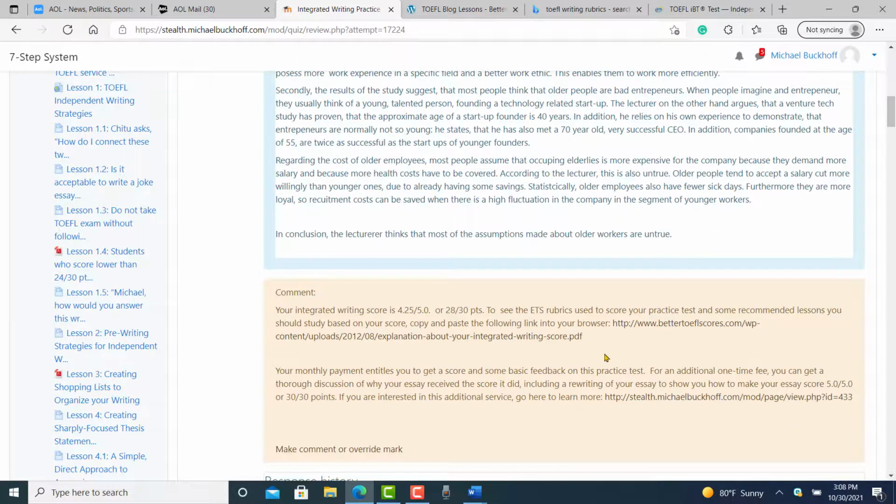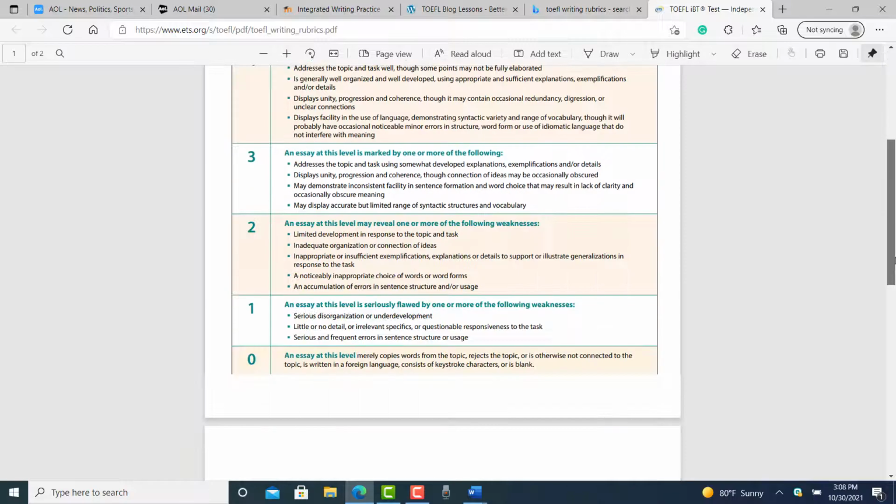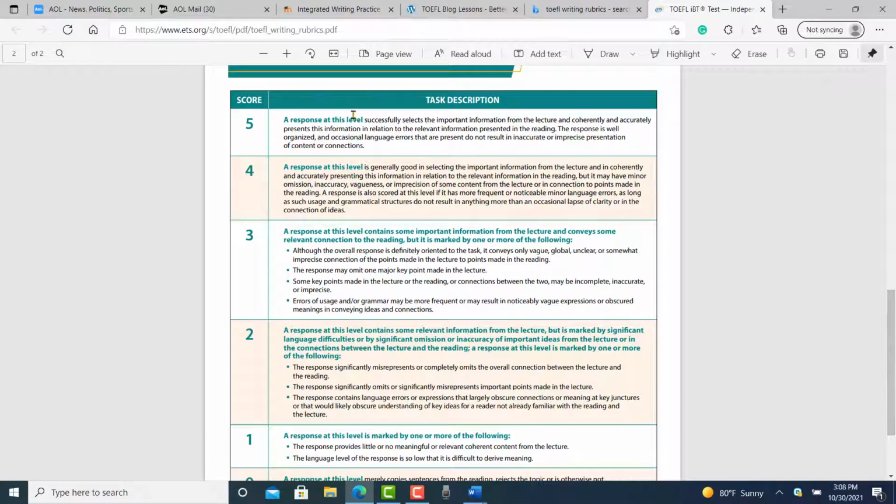I read it. I'm going to put you at 4.25 out of 5, 28 points out of 30. So after reading the essay and looking at the rubrics here, I think you're between 4 and 5 right now.